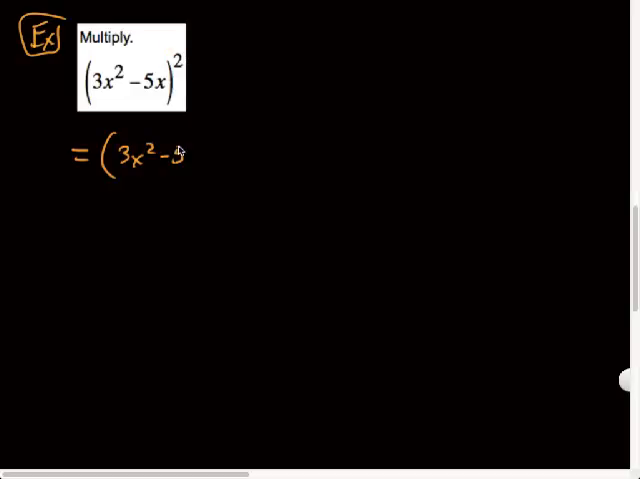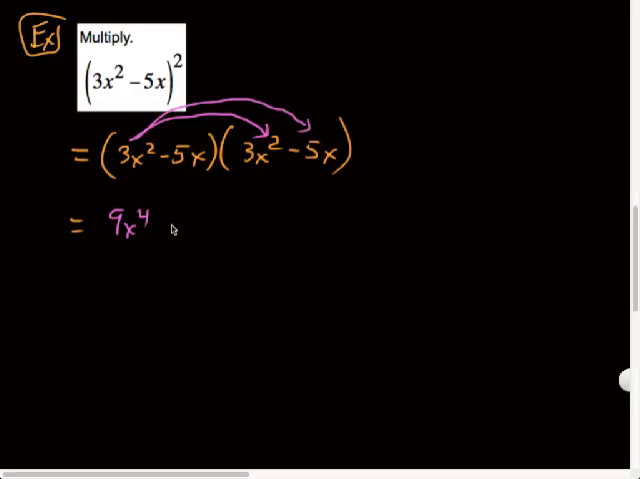Times it by itself. To multiply it by itself, right? So I could actually write this out. It's multiplied by itself if I wanted to, right? And then I could just distribute this guy, right? So 3x squared times 3x squared is 9x to the 4th. And 3x squared times negative 5x squared is negative 15x to the 3rd.